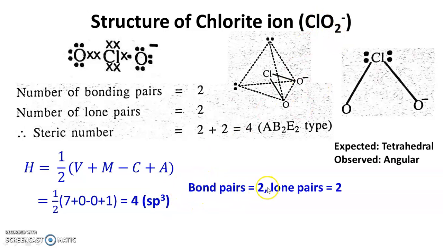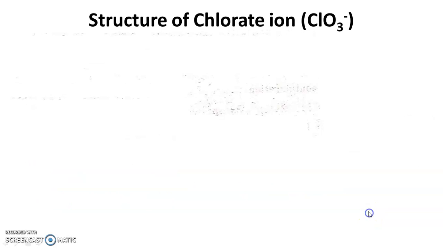Total number of bond pairs is 2. Why 2? Because chlorine is attached to 2 oxygen atoms. So bond pairs are 2. And there must be 2 lone pairs, because bond pair plus lone pair must be equal to 4. And therefore lone pairs must be 2. So there are 2 lone pairs and 2 bond pairs. And this is the geometry, that is angular.